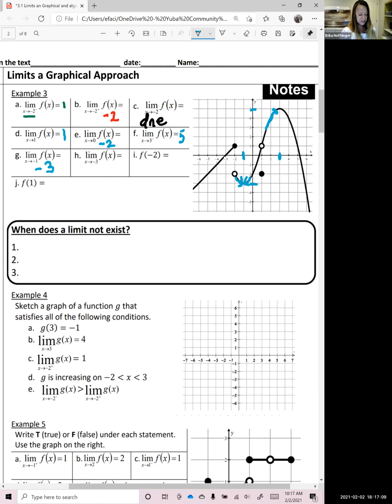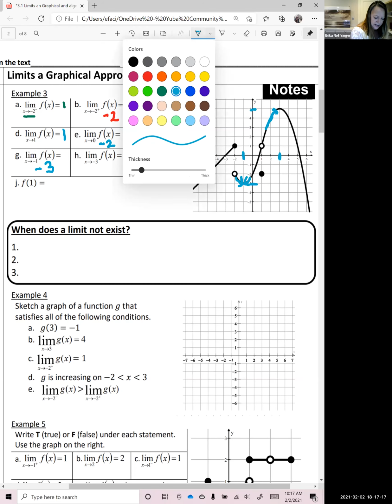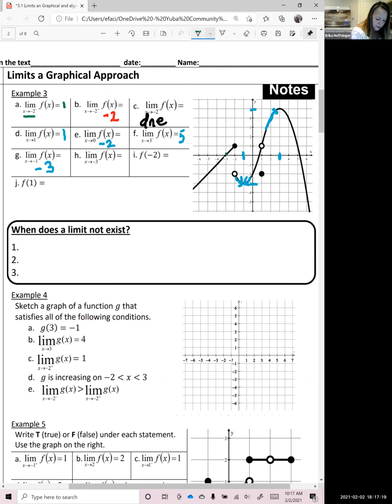So for H, we're looking at the limit as x is approaching -3. So if we look at x equals -3, I notice there's no jump there in that piece of the graph. And that y value that we're coming to is a y value of 0.